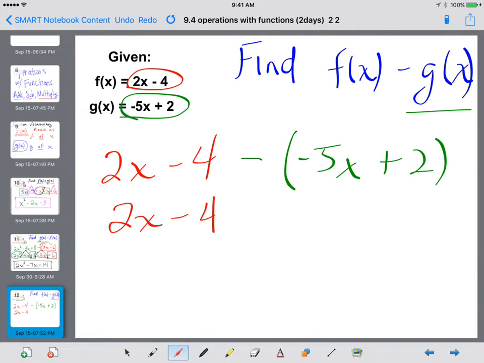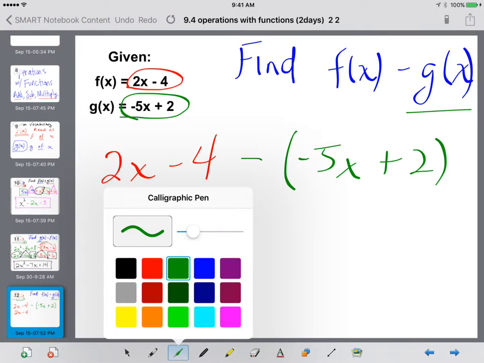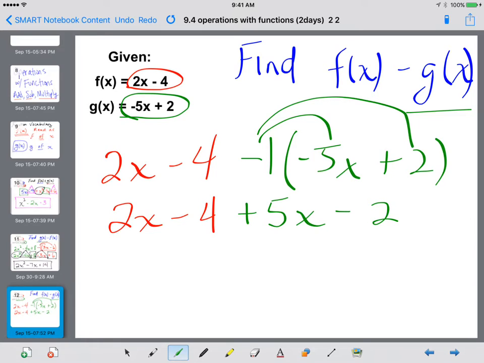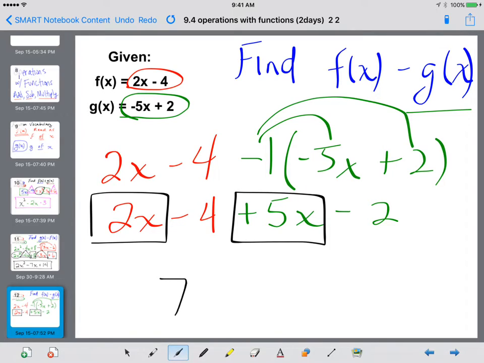So I'm going to rewrite 2x minus 4. I'm going to take that negative sign. I pretend there's a negative 1. I'm going to distribute the negative 1 to both terms. So negative 1 times negative 5 is positive 5x. Negative 1 times 2 is negative 2. Go through, combine like terms. We have 2x and a positive 5x combines to get 7x.